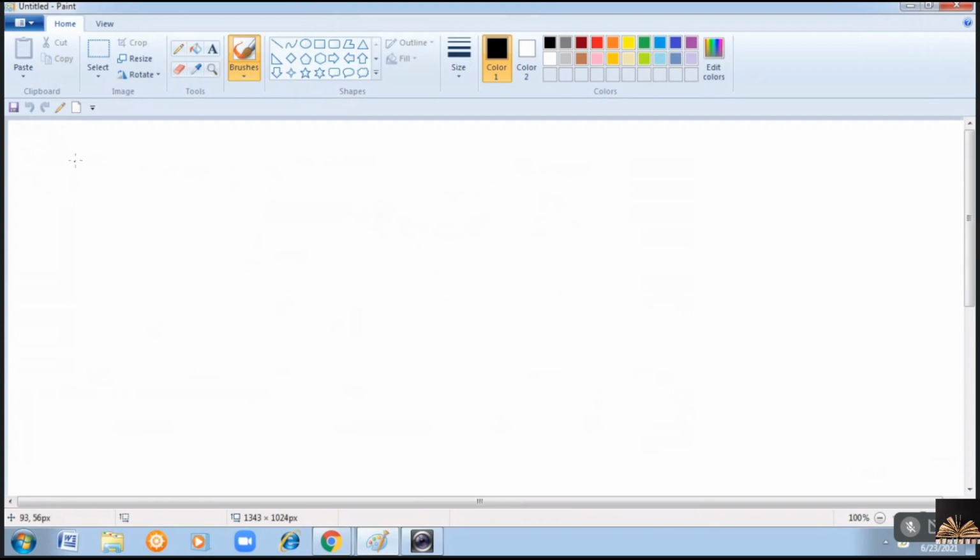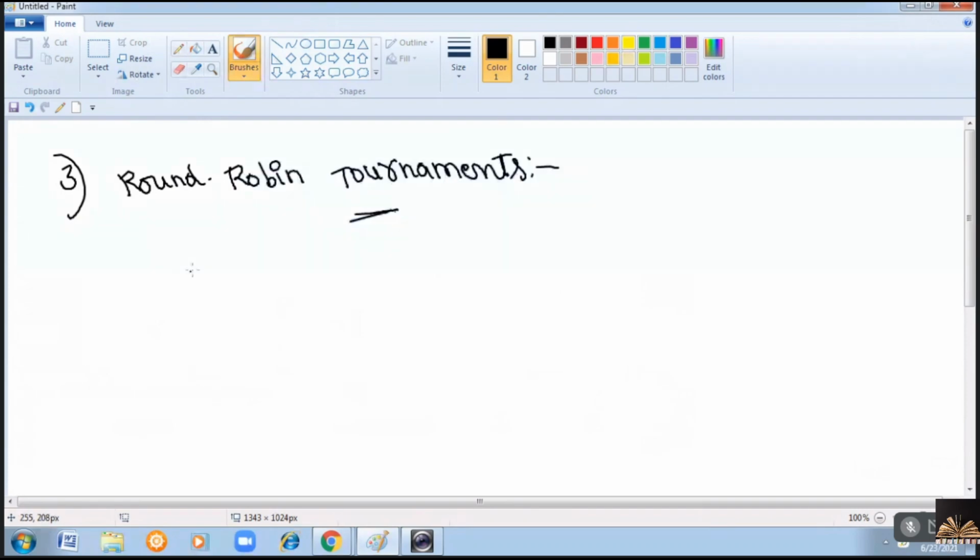Next area where we can use graphs is round robin tournaments, like cricket or whatever it is. Some set of people are there. Let us assume that there are 10 groups of people or 10 teams.